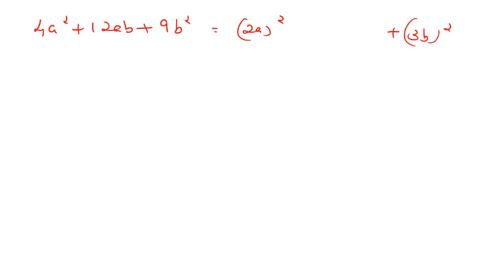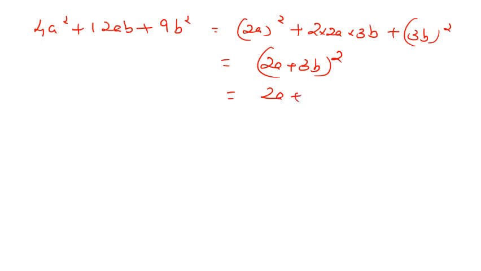Now another question. You see 4a squared plus 12ab plus 9b squared. How to factorize it? Reverse way. So 4a squared you can write as 2a the whole squared. 9b squared you can write as 3b the whole squared. So what is in between? 2 into 2a into 3b. So it is 2a plus 3b the whole square. Factorization means 2a plus 3b into 2a plus 3b.